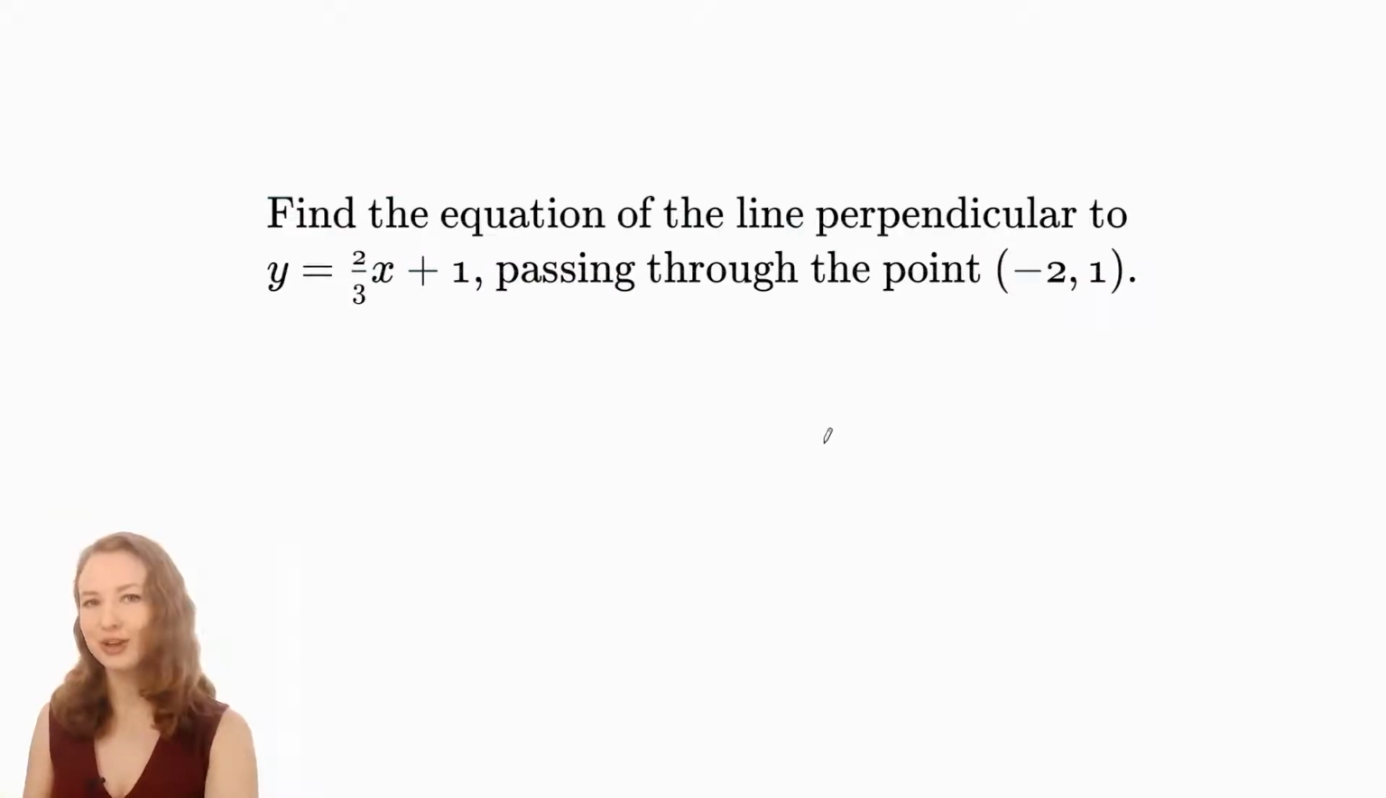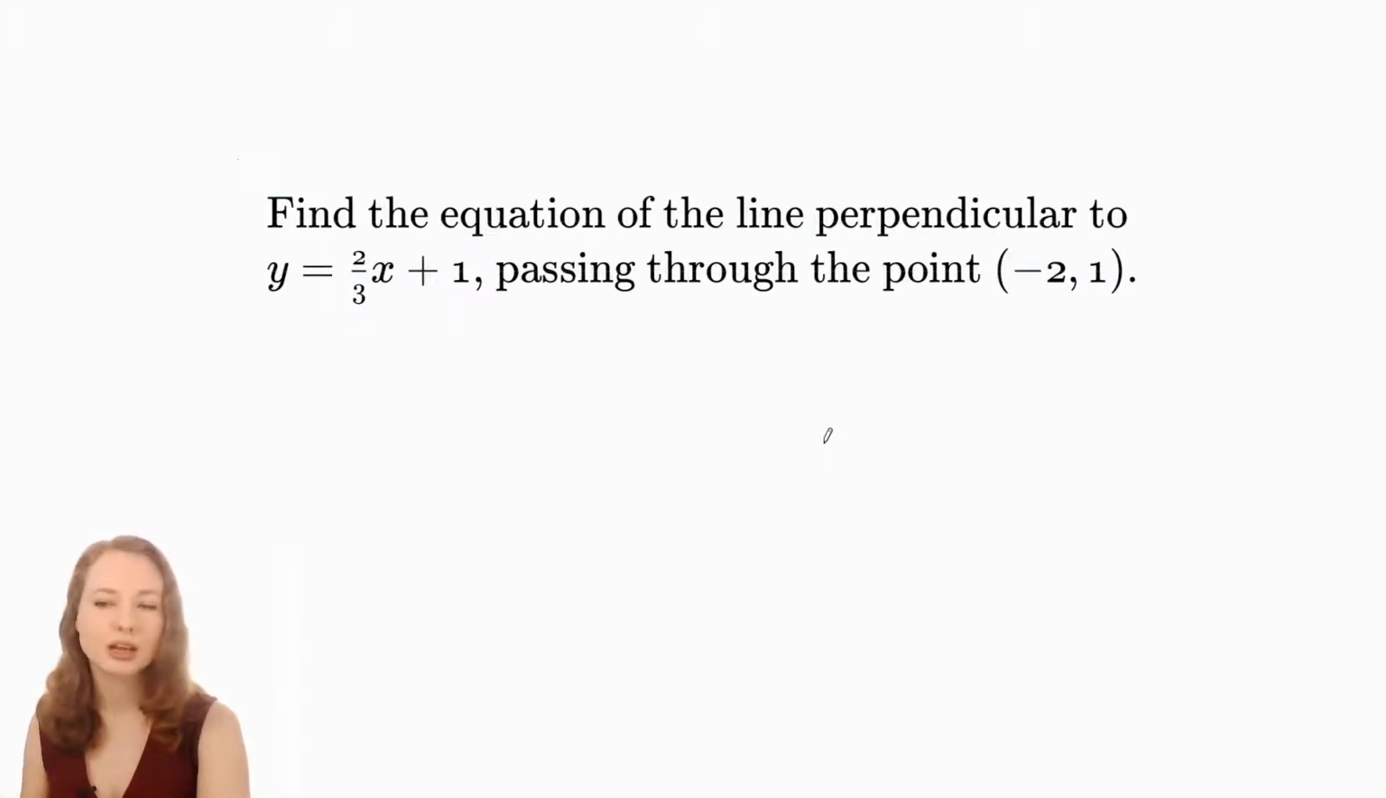Today I'm going to give you a really simple explanation for how to find the slope of a perpendicular line, just using this piece of paper. The kind of question that you would need to use this for goes something like this. Find the equation of the line perpendicular to y equals 2/3 x plus 1, passing through the point -2, 1.